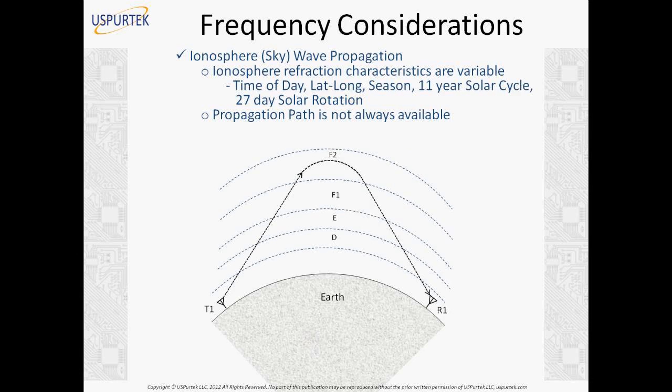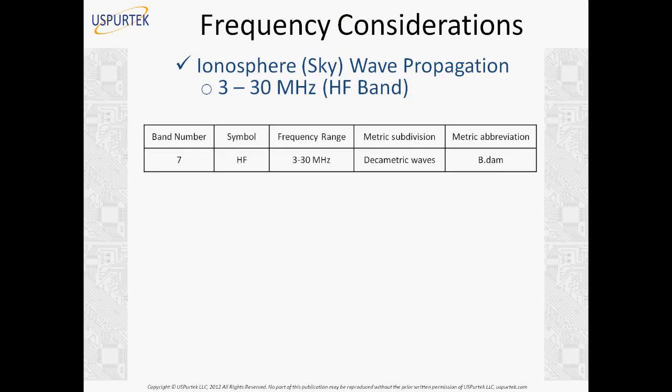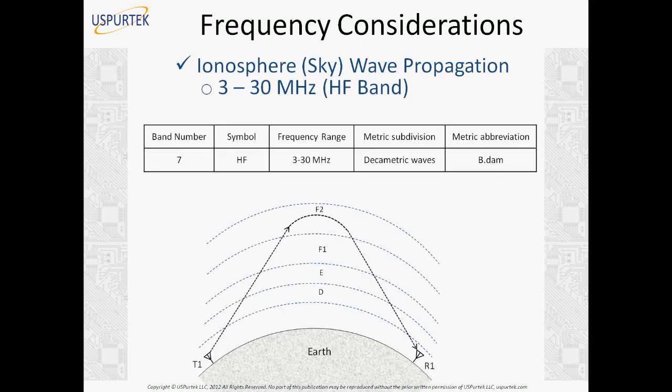Now, but they have a downside too, because this is the ionosphere, its properties of refractive index will change from time to time. It's not static. It will change with the time of day, with the location, with season, with the solar cycle, or with the solar rotation. And what that means is the propagation path is not always available. So that presents additional challenges if you have to use this band, the 3 to 30 megahertz high frequency band.